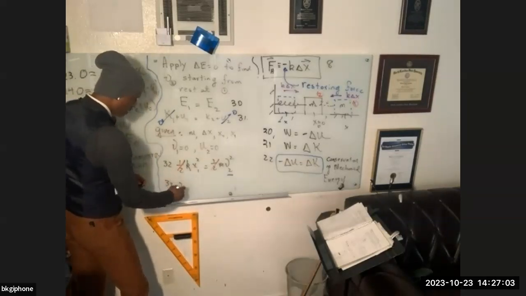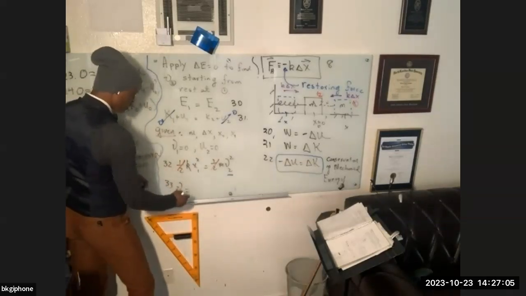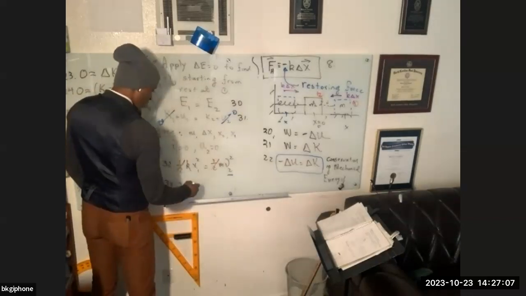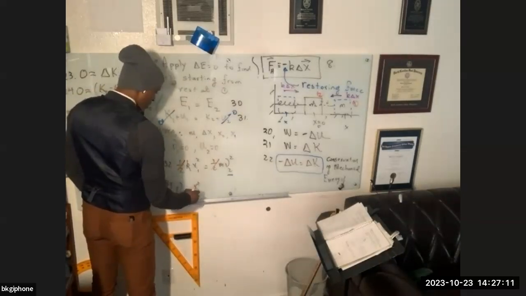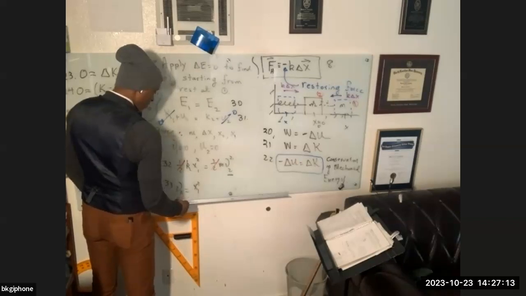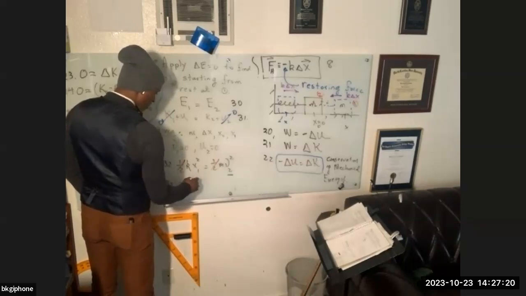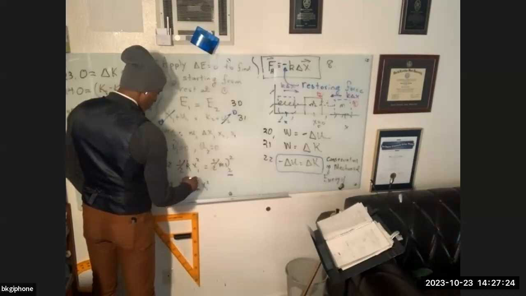Solving for V2, we get that V2 is equal to x1 squared times k over m. Let's write it like this: k over m times x1 squared, and all of that to the square root.